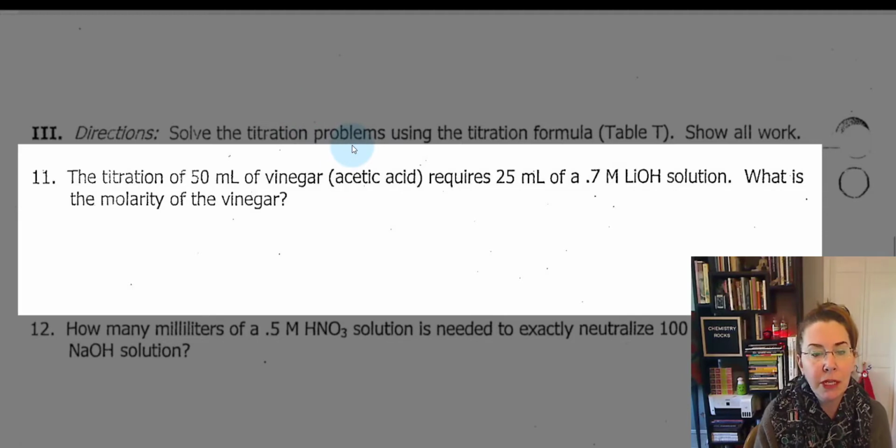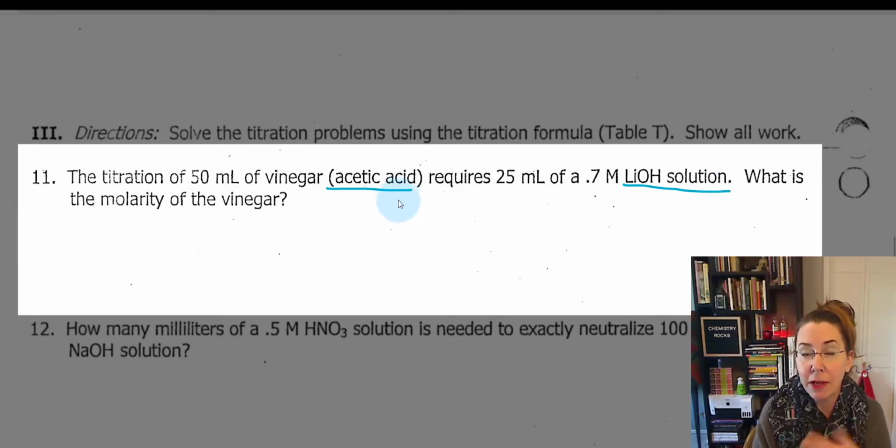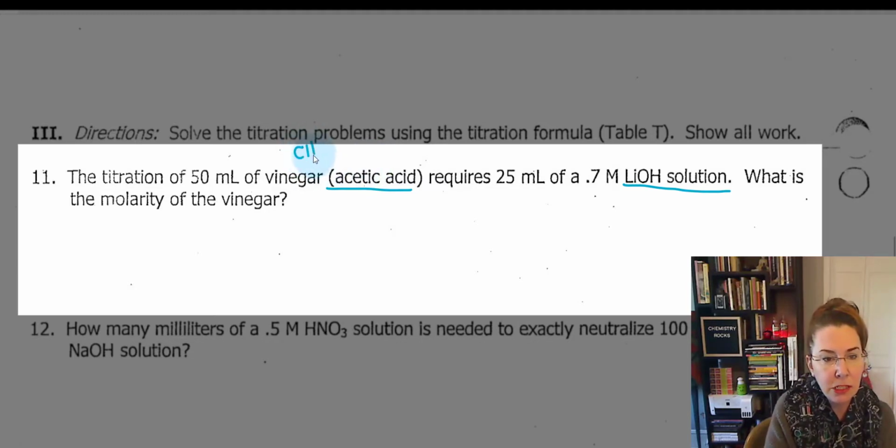So the first thing I'm going to do is I'm going to look at my acid and my base, and I'm going to determine, are any of them di or tri? So vinegar, acetic acid, its formula is CH3COOH.